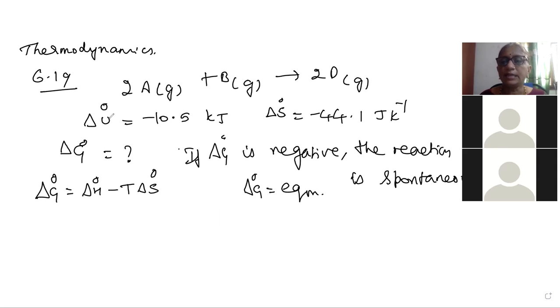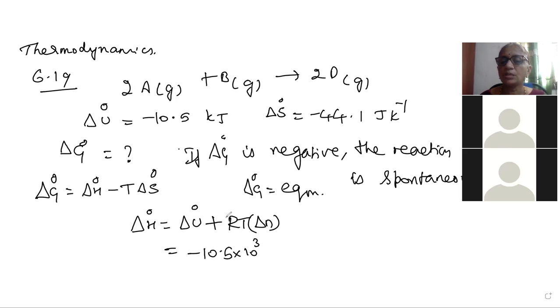Now we have only delta U naught. From delta U naught, how will you calculate delta H naught? Remember the formula: delta H naught is equal to delta U naught plus delta n RT. Delta U naught is minus 10.5 kilojoules. It is given in kilojoules, so multiply this by 10 power 3, because the R value we will be using is in joules.